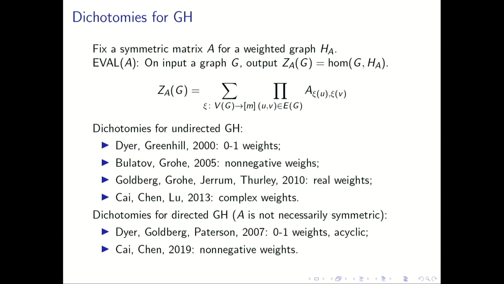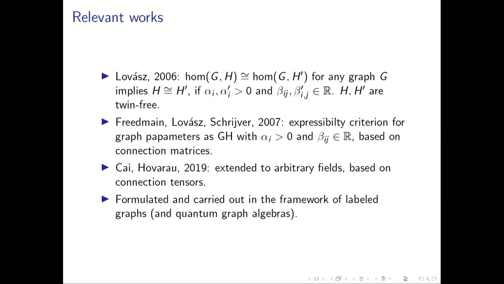For the weighted case, in 2006 Lovász shows that if two twin-free graphs with positive vertex and real edge weights have the same function hom, then they are isomorphic. We remark that the condition of twin-freeness, to be defined later, is necessary. Otherwise, it is easy to construct a counterexample.